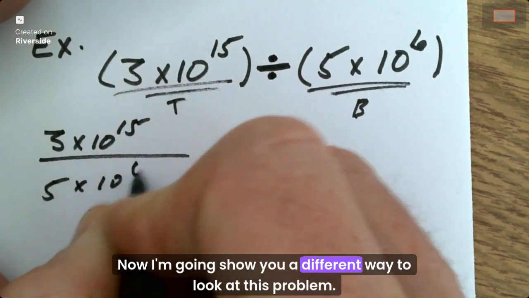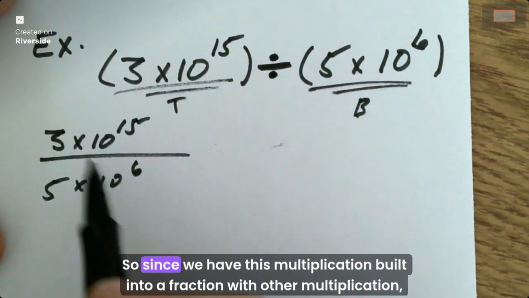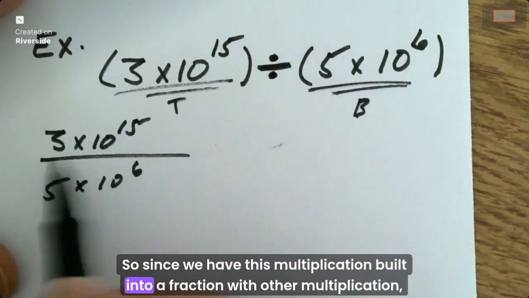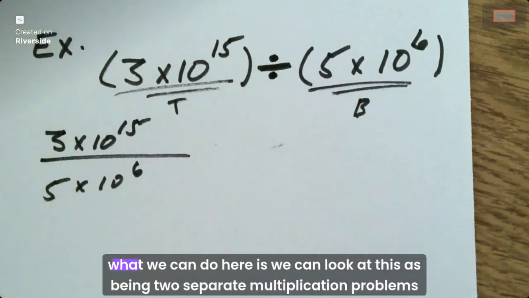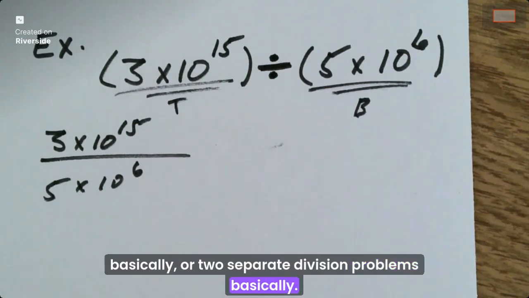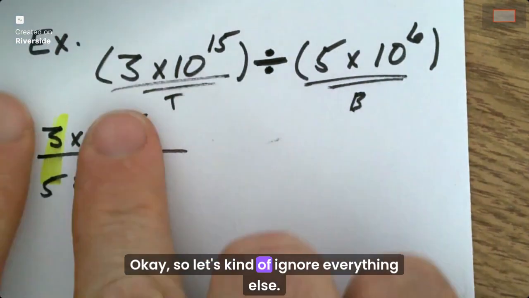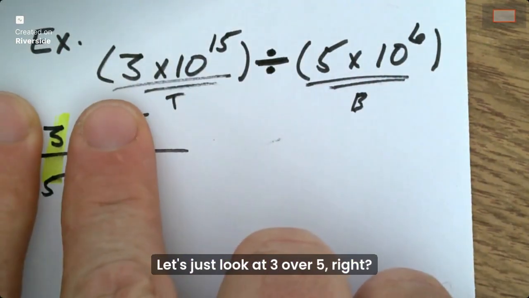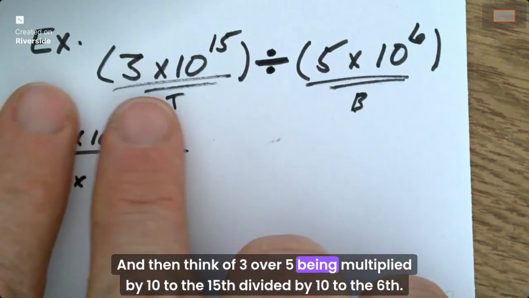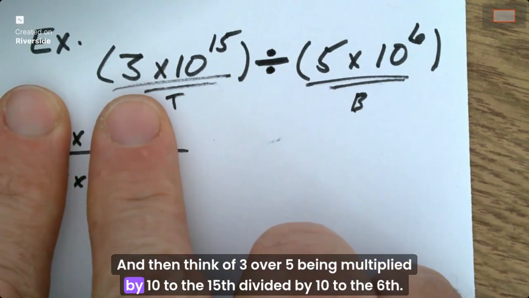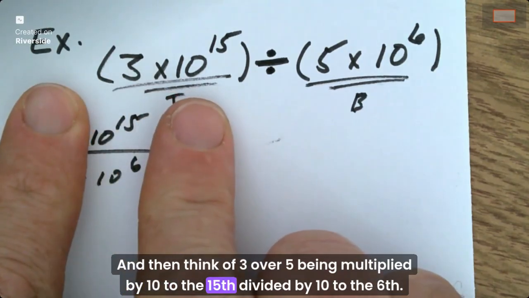Now, I'm going to show you a different way to look at this problem, all right? Since we have this multiplication built into a fraction with other multiplication, we can look at this as being two separate multiplication problems, basically, or two separate division problems. So let's just look at this piece right here. Let's ignore everything else. Let's just look at 3 over 5, and then think of 3 over 5 being multiplied by 10 to the 15th divided by 10 to the 6th.